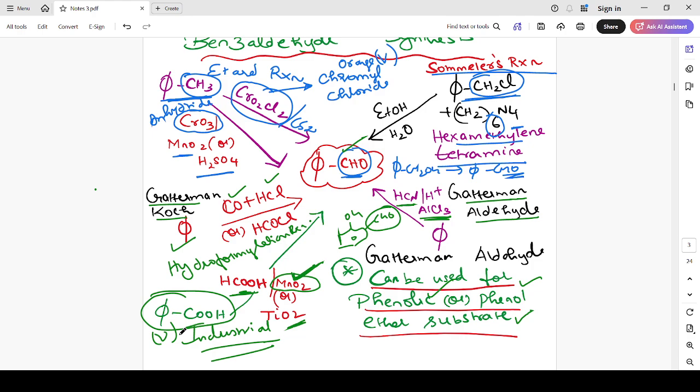Ma'am, usually MnO2 will be used for oxidation, right? This is an industrial method where manganese dioxide, for benzoic acid in particular, gives aldehyde. No, it's not for any carboxylic acid. Yes, ma'am, got it.